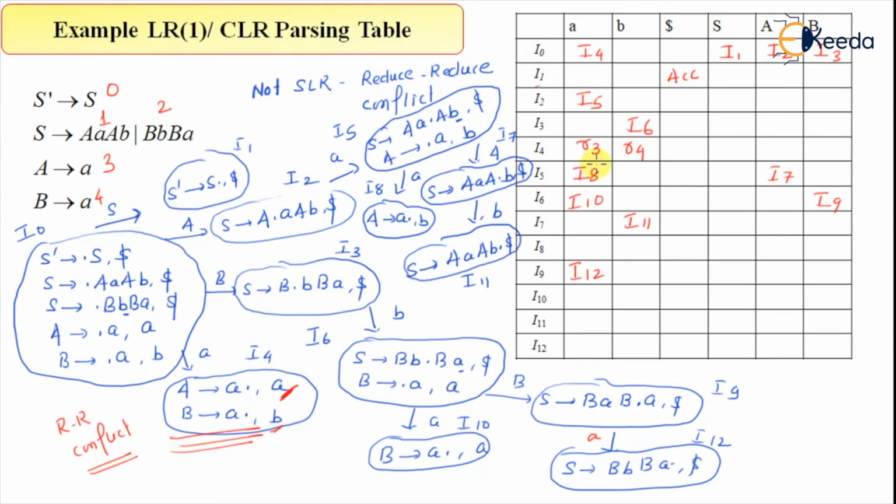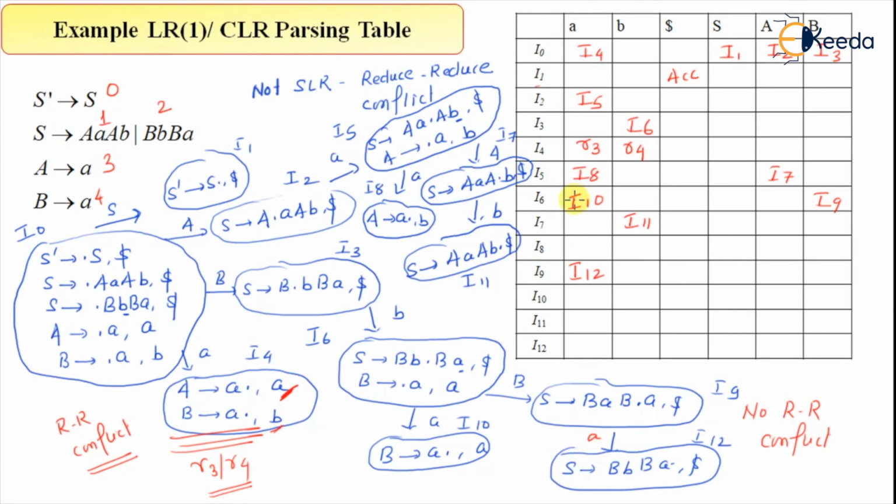Previously this state was having both R3 and R4 in a single cell. Here they are reducing on different symbols: R3 is for A, R4 is for B. Now we can conclude that it is not causing any reduce conflict. So there is no RR conflict for CLR.